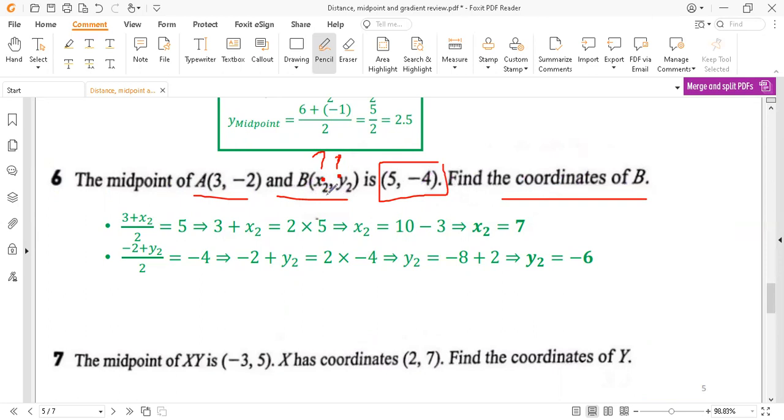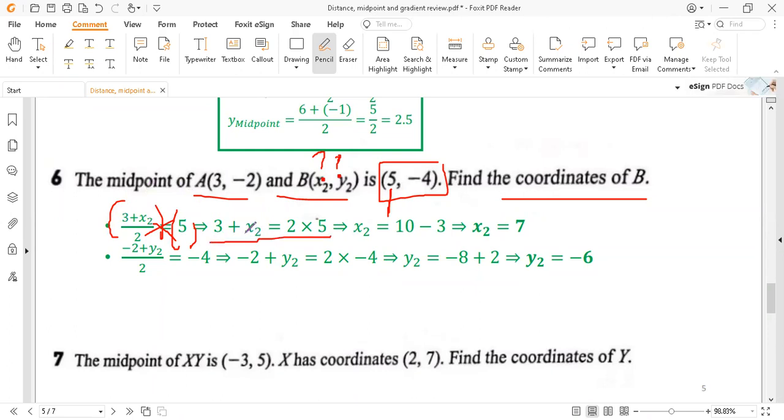of the segment AB. So normally, we know that 5, as the abscissa of the midpoint, equals the average (3 plus x2) over 2. So (3 plus x2) over 2 equals 5. We can use cross multiplication, or we can multiply both sides by 2. If we multiply both sides by 2, after simplification on the left side by 2 and 2, we obtain 3 plus x2 equals 5 by 2.